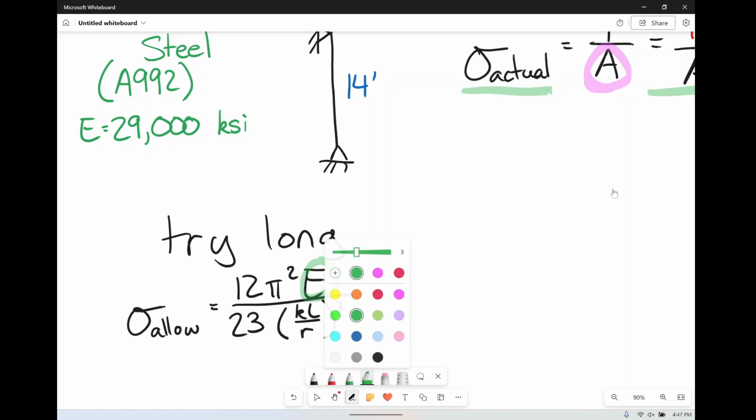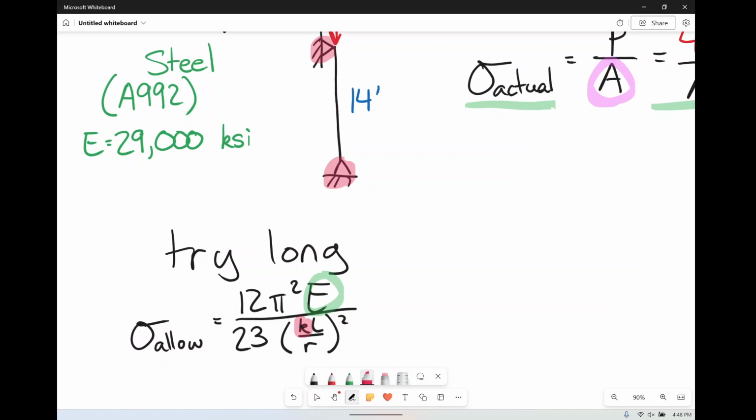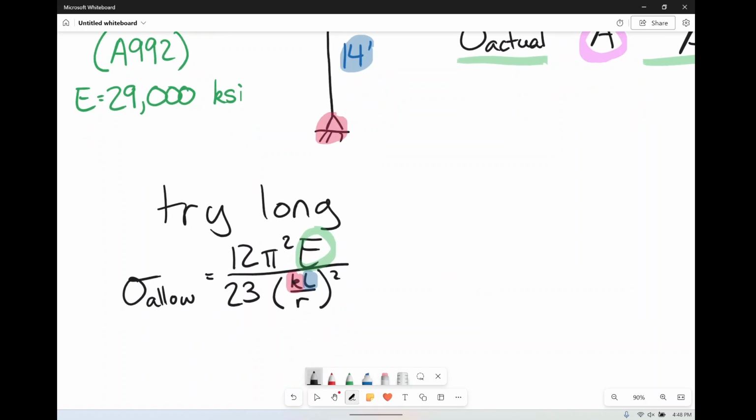We have K. You might not think we were given it, but we know that it's pin-pin. So if it's pin-pin, then we know K would be 1. L is straight given to us. So there's L, have that, cool. The only thing we don't know is R, the radius of gyration. So, okay, we can solve for this.